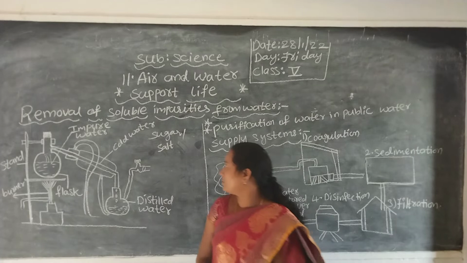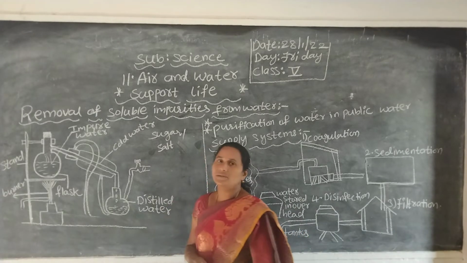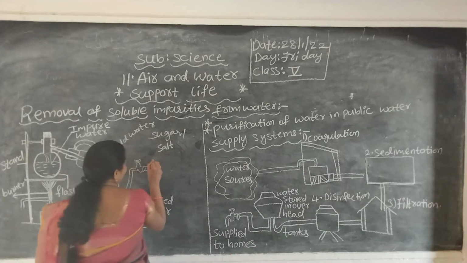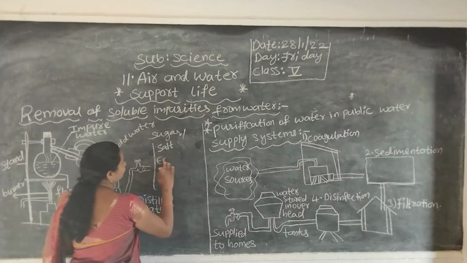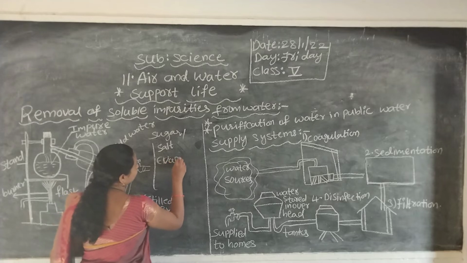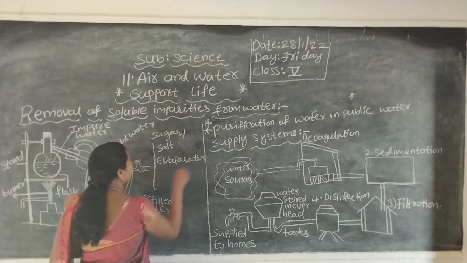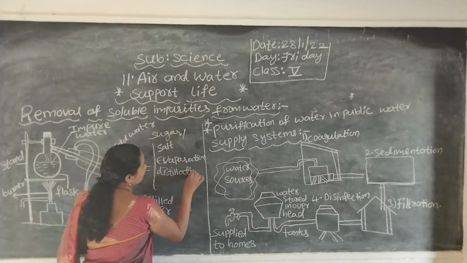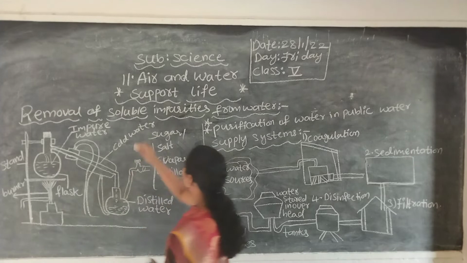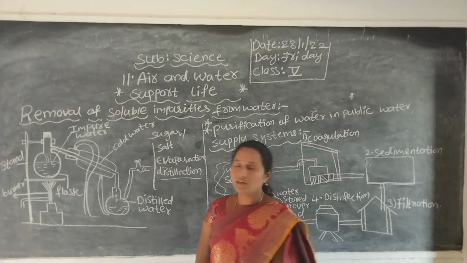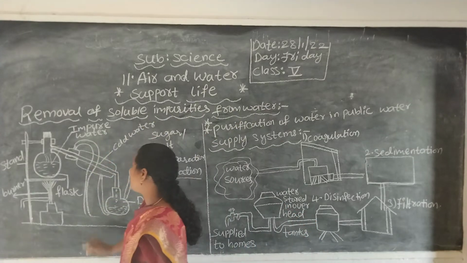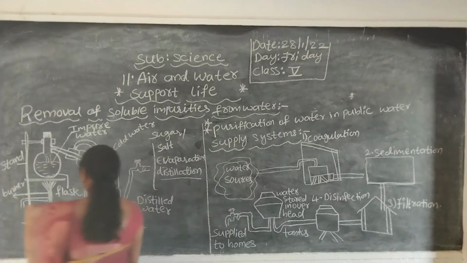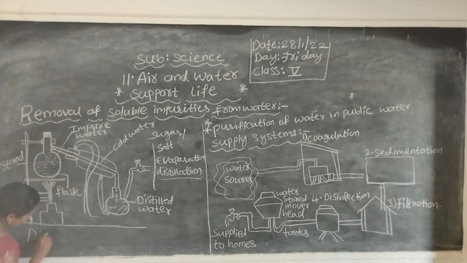These soluble impurities can be separated by using the evaporation method and the distillation method. What is evaporation? These two processes are used to separate the soluble impurities from the water. Now here we are going to discuss the distillation process.